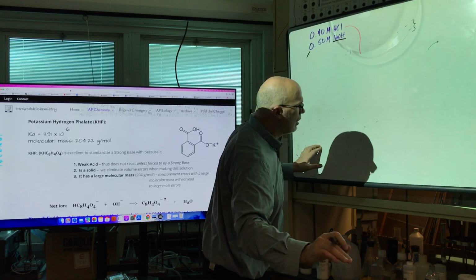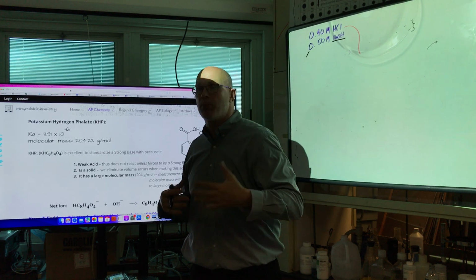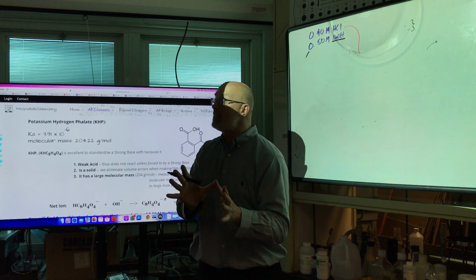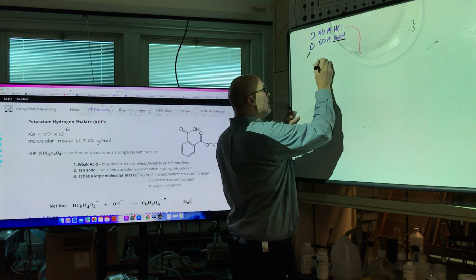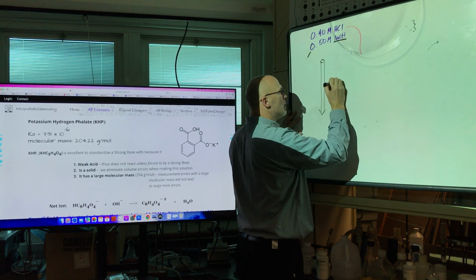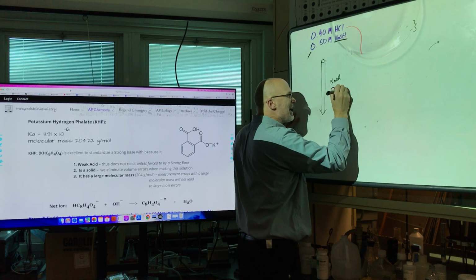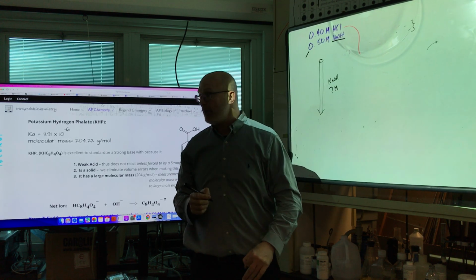Okay, well, we have to verify our base. It's not 0.50. You're going to find today it's like 0.48 or something. But that's what we need to use to back titrate. So in our burette, we're going to put the NaOH. But this time, we don't know its molarity. Yes, we know it's about 0.5.